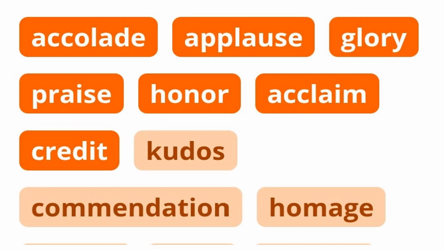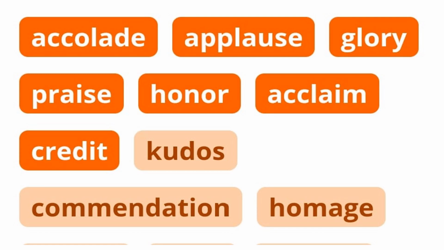Now let's look at the last word for this session, which is lauded. What does the word lauded mean? It means to appreciate or praise. If you are appreciating or praising someone, it can be said that you are lauding that person. Now let's look at the synonyms for the word lauded. They are accolade, applause, glory, praise, honor, acclaim, credit, kudos, commendation, and homage.